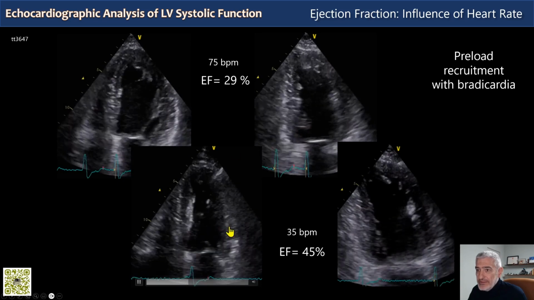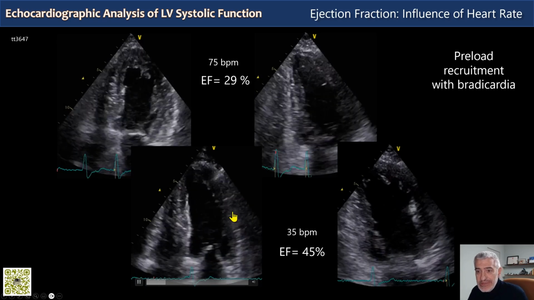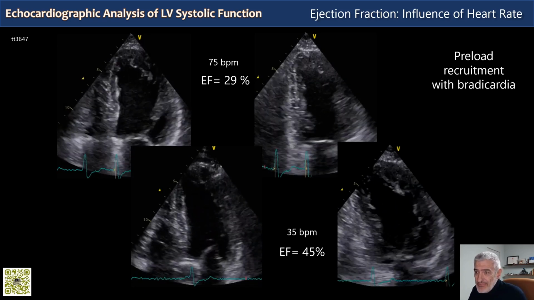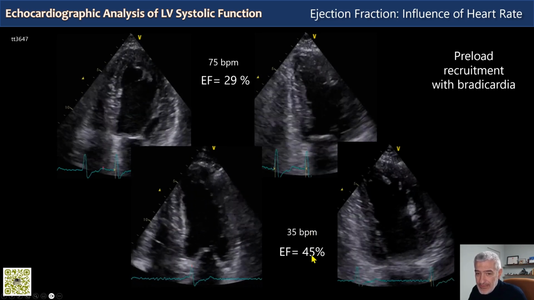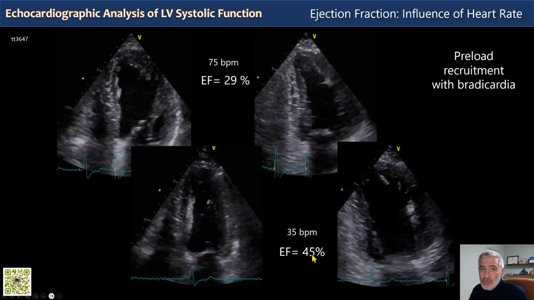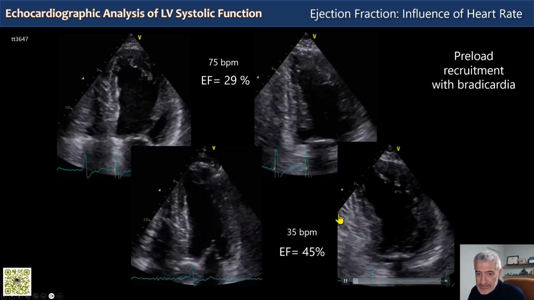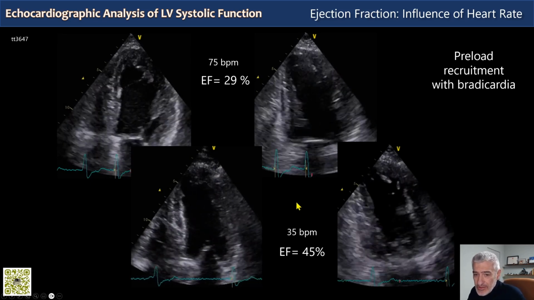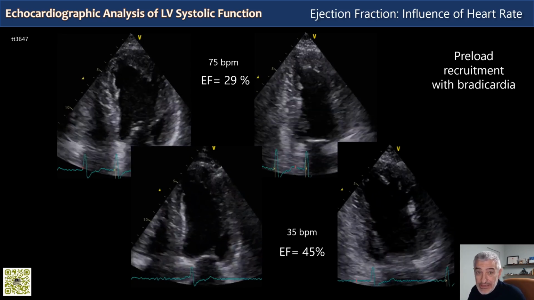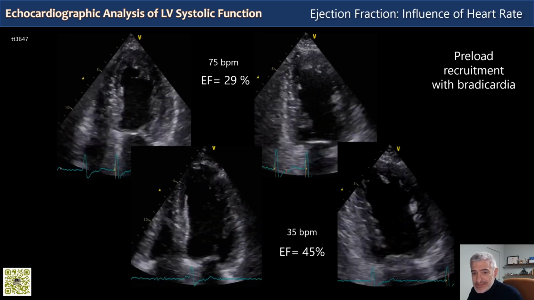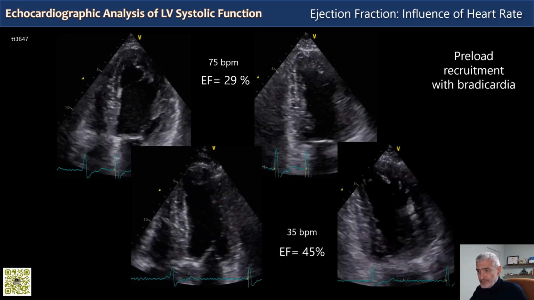In the lower panels, the 4-chamber view and the 2-chamber view, here we have the same patients with sinus bradycardia at 35 beats per minute, and the ejection fraction has climbed up to 45% due to the recruitment of preload through the Frank-Starling mechanism. Secondary to the longer filling period, the ventricular filling increases and a higher preload is attained, which increases systolic function and stroke volume.